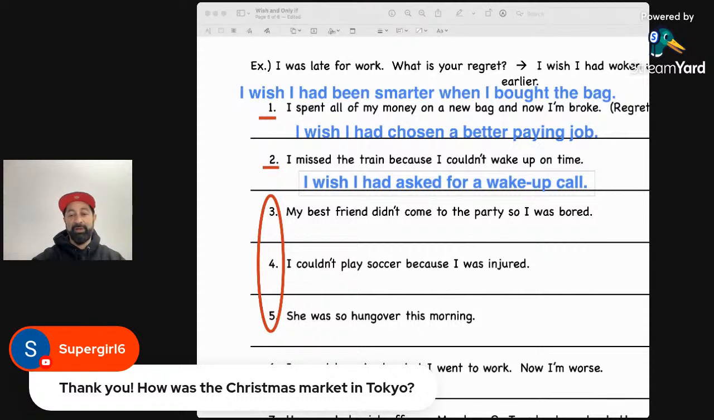Supergirl, how was the Christmas market in Tokyo? Yeah, so if you joined me yesterday, I mentioned that I was going to a Christmas market yesterday. It's based on the German Christmas markets. And I went yesterday in Tokyo, and how was it?